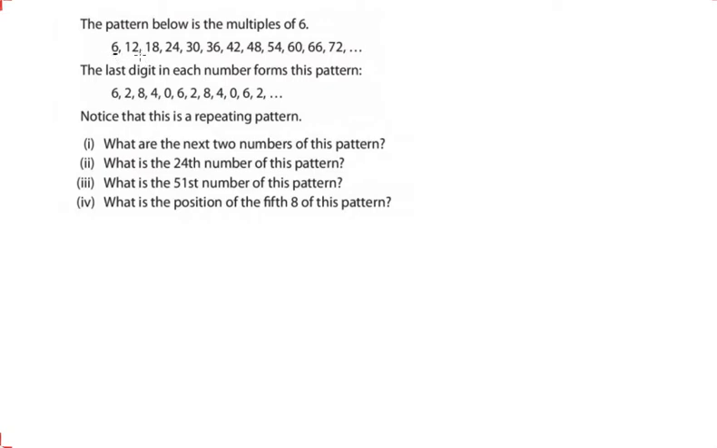So 6, and then the last digit here is 2. The last digit here is 8, 4, 0, 6, 2, 8, 4, 0, and so on. So the last digit in each number forms the pattern 6, 2, 8, 4, 0. And again, 6, 2, 8, 4, 0. So it's a 5-number repeating pattern.